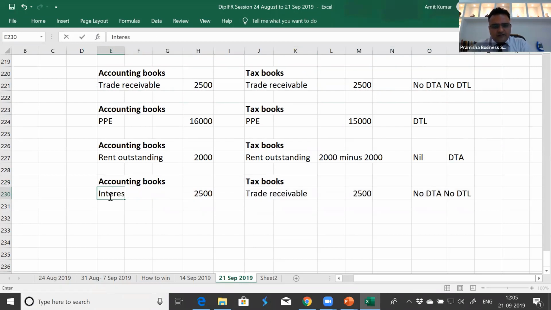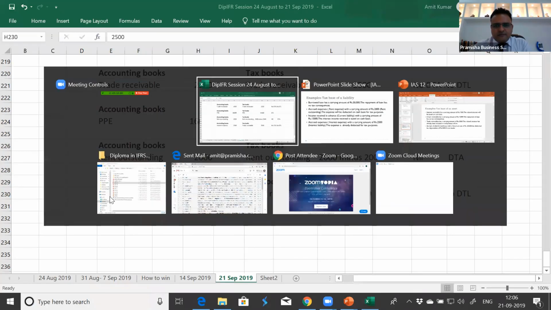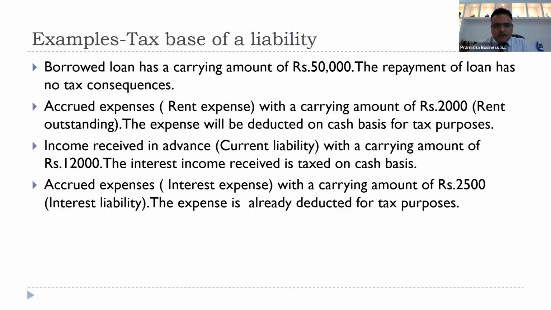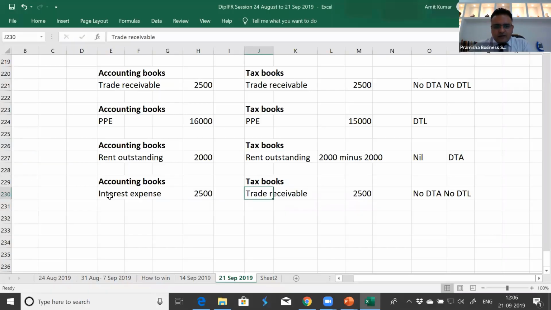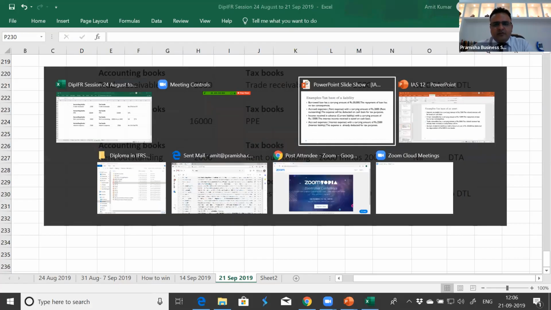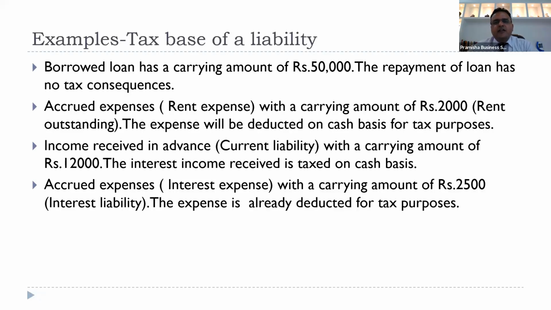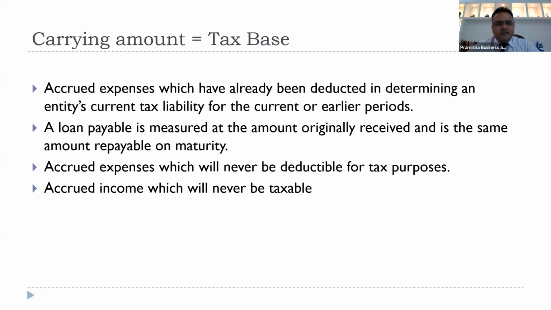Interest expense, $2,500. Interest expense of 2,500 is already included, no amount is available for deduction in future, so no DTA or DTL, no difference. I'll show you examples wherein there is no DTA or DTL.